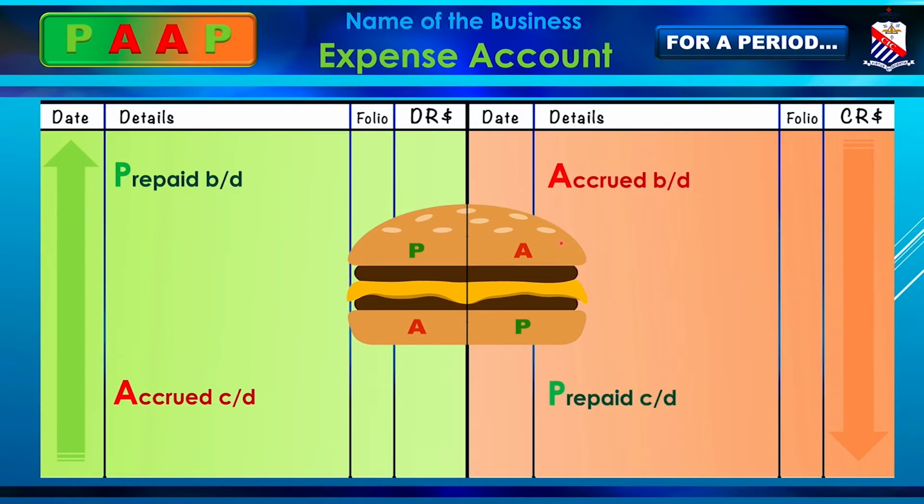And the PA on top would be your brought down or your opening figures. And the AP at the bottom will be your carry down figures, right? So P, prepaid brought down, A, accrued brought down, A, accrued carry down, P, prepaid carry down. Notice you'd never have two P's or two A's, right? They're always like this. PAAP, P-A-A-P.